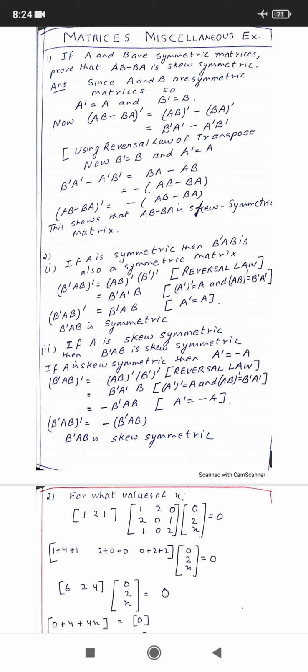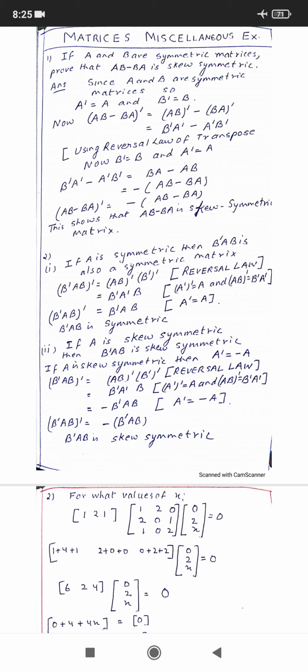So the transpose of AB minus BA is AB whole transpose minus BA whole transpose. We know the reversal law of transpose: AB whole transpose is equal to B transpose A transpose. That is, the order of A and B is reversed, they become B dash and A dash. In the case of BA whole dash, the terms become A dash and B dash. You can see A comes in place of B and B comes in place of A.